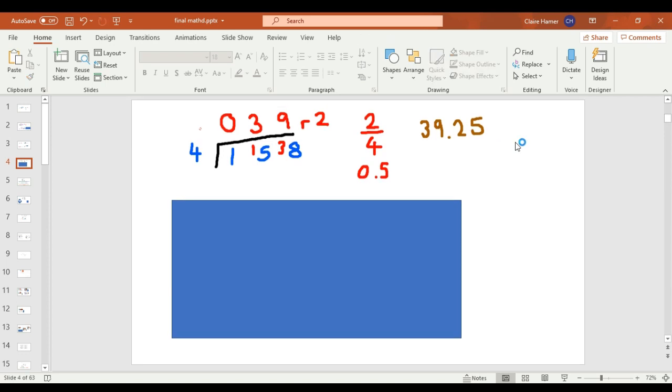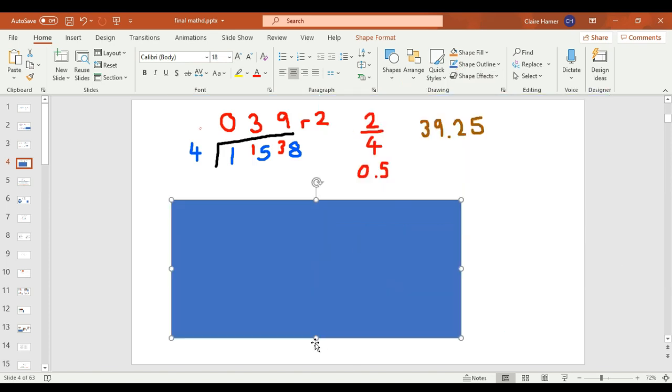I should have written 39.5. So that shows that I should have checked my workings. Oh dear. At least I've spotted it now. On the other question, okay, let me reveal this one.